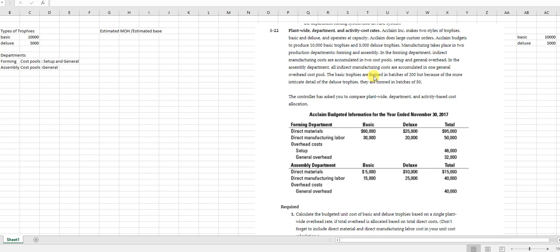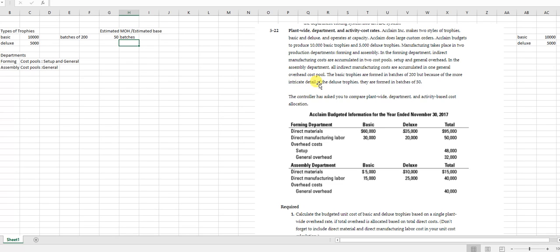The basic trophies are formed in batches of 200. So my basic is batches of 200. That's important in case we have some batch costs, so you can see how many batches I have. 10,000 divided by 200 in a batch is going to give you 50 batches. I don't know if I'll use that, but I might need it.